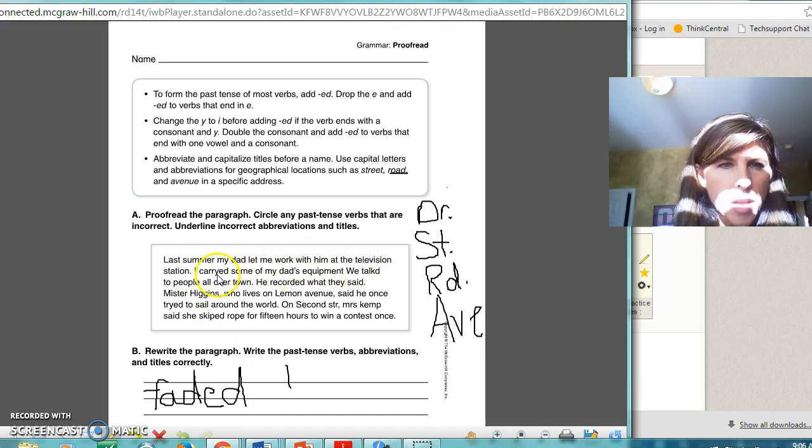Let's look at this. We're changing the Y to I before adding ED. So like in the word carried, we need to drop the Y and add I. So we would put an I here. You have to change the Y to the I. All right. Carried, C-A-R-R-I-E-D. Y is the root word, carry. We're going to drop the Y and add I, and then add the ED to make carried.